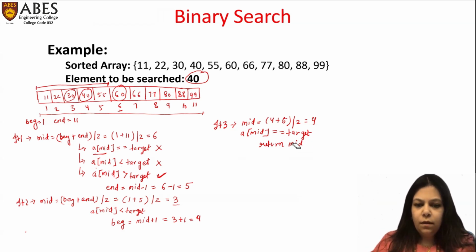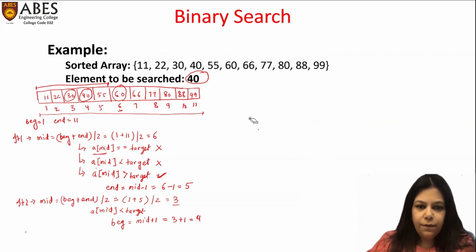Let us now suppose that the element that we have to search is 35. Suppose the element that we have to search is 35. Now, as you can see, 35 is not present in the array. Let us see how this search will proceed. Now, in this case, again, beginning will store the value 1 and end will have the value 11.